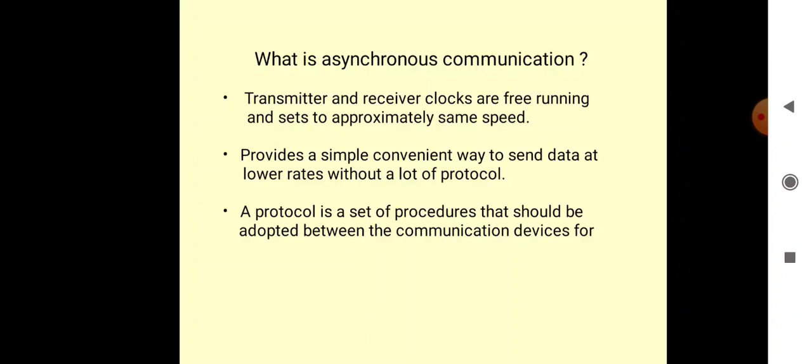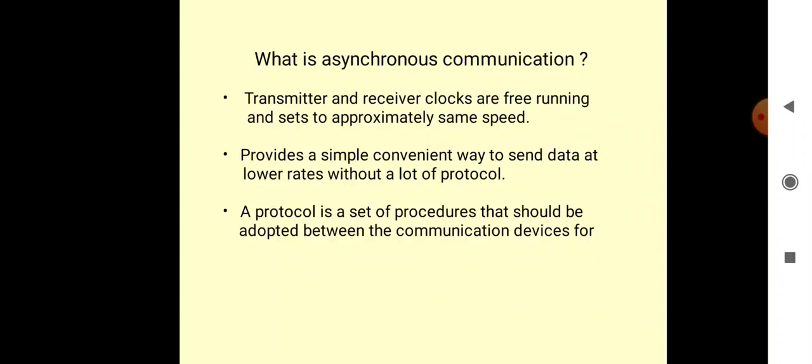So what is overhead efficiency? Overhead efficiency of the communication system can be defined as the ratio of the number of data bits to the total number of bits. So the number of data bits to the total number of bits will give you efficiency, where n is the number of data bits and N is the number of total bits. That is, data bits, start bit, stop bit, and parity bits will be added. That is the total number of bits. Based on that, you can get the efficiency of the system.